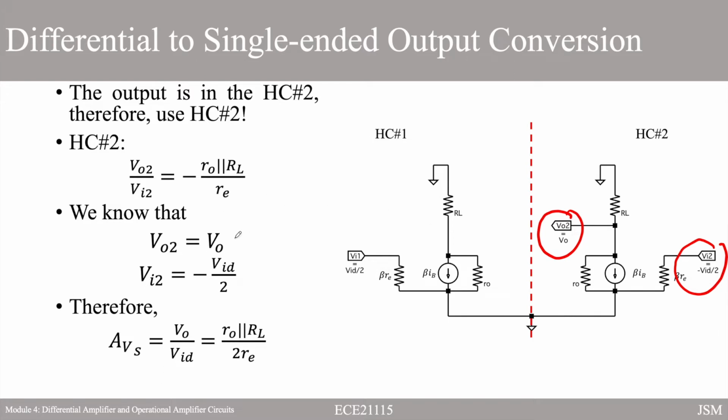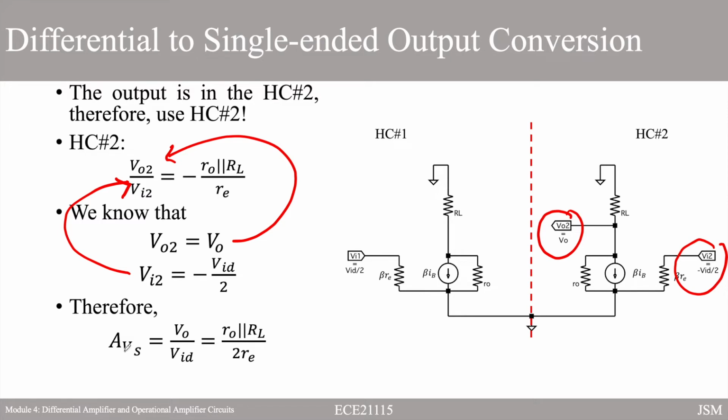So by plugging in this VO2 and VI2 dun sa na-derive nating voltage gain equation, ang lalabas ngayon na differential voltage gain VO over VID is RO in parallel with RL all over 2RE. So tatawagin natin siyang AVS. So this is the differential voltage gain for a single-ended output.